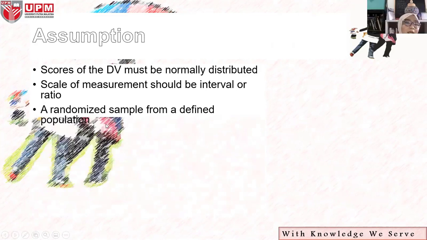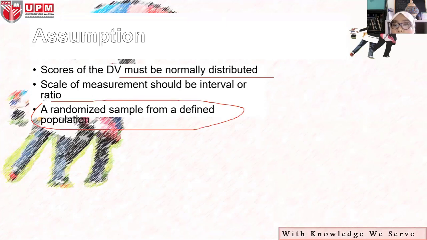Alamak, diam je semua. Okay, so the assumption is the score of the DV must be normally distributed. Okay, so the DV ni, your data ni must be normally distributed. The scale of measurement should be interval or ratio, and then the random sample must be obtained from your population. So this is one of the assumptions.